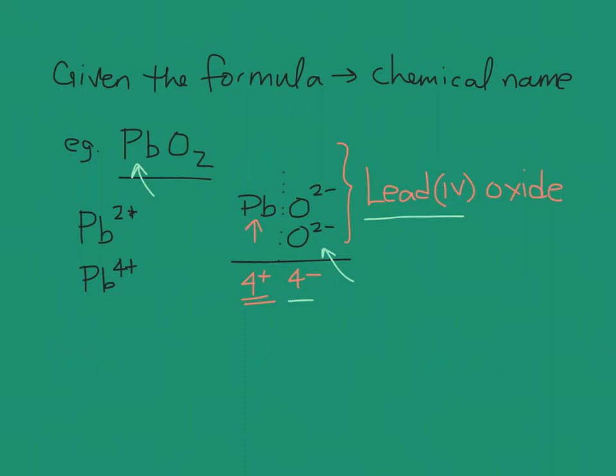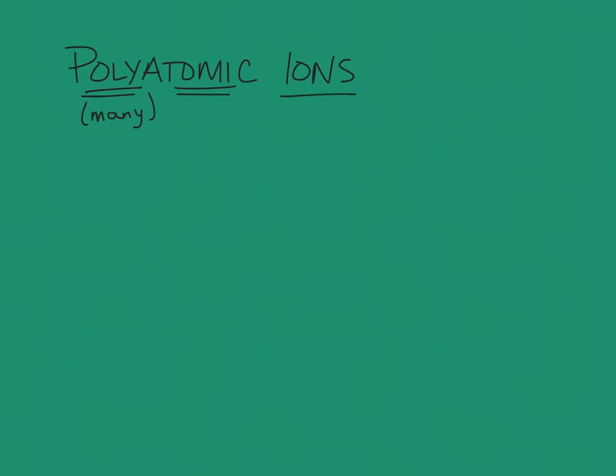All right, we're going to talk polyatomic ions. A simple way to look at it is poly, in a generic sense, means many. Atomic, many atoms that make up the ion.